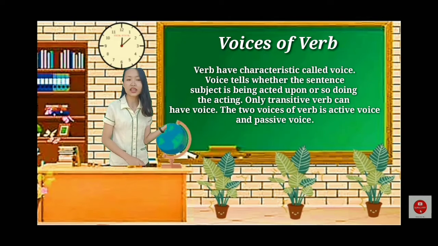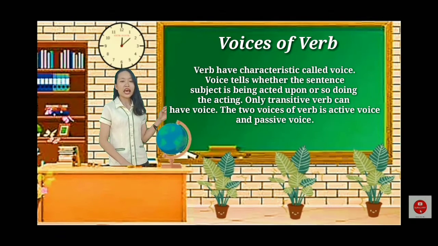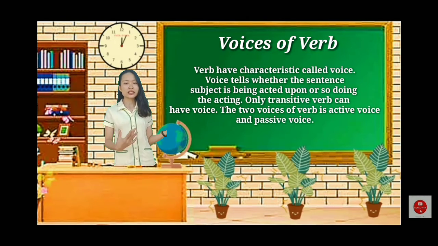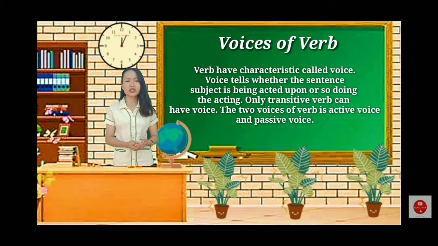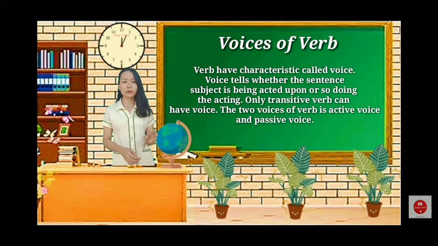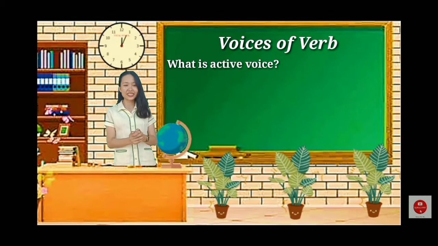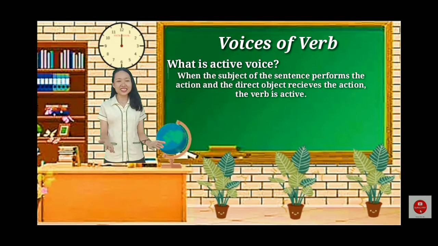Verbs have a characteristic called voice, and voice tells whether the subject of the sentence is acted upon or is doing the acting. Only transitive verbs have voice. The two voices of verbs are active and passive voice. Now, what is active voice? Group 1, kindly read. Thank you, class.